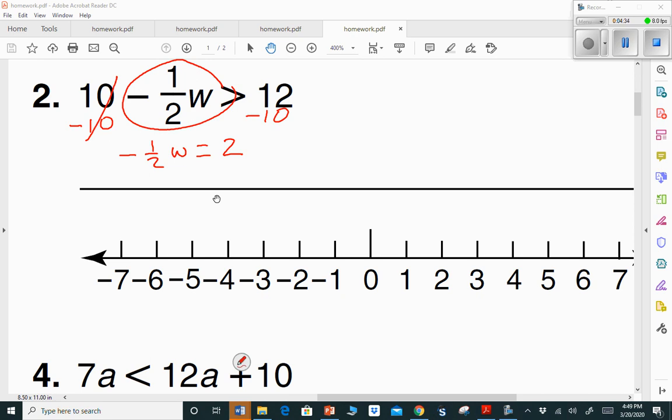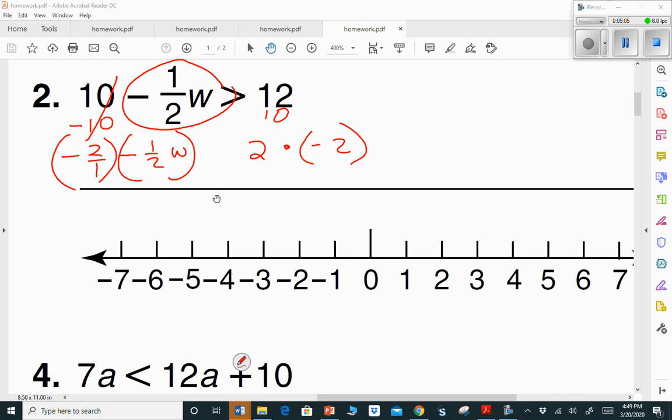Now, to get rid of negative 1/2, we're going to multiply by negative 2/1. That's multiplication. Negative 2/1 is the same thing as just negative 2. Sorry, I put an equal sign there, and that's not correct. That was 2 times negative 2.